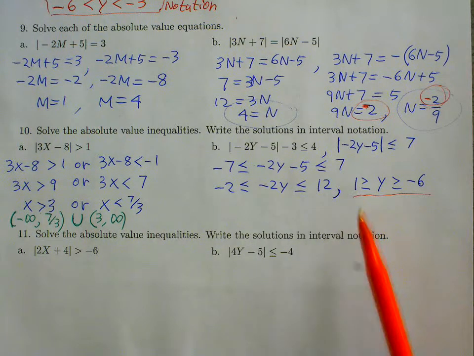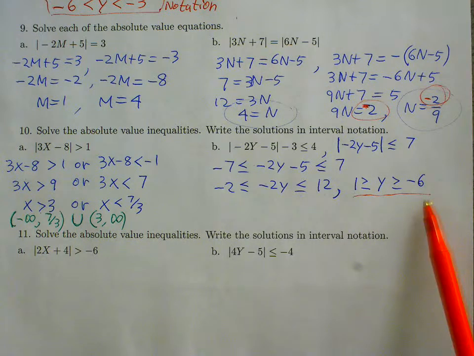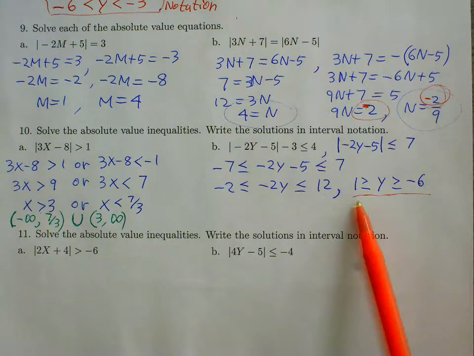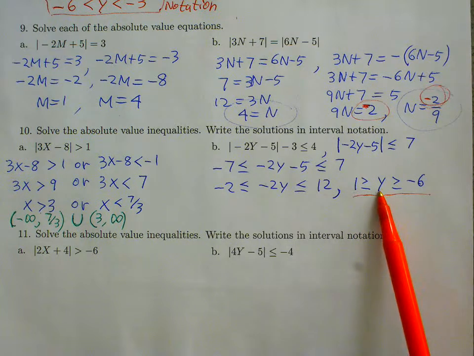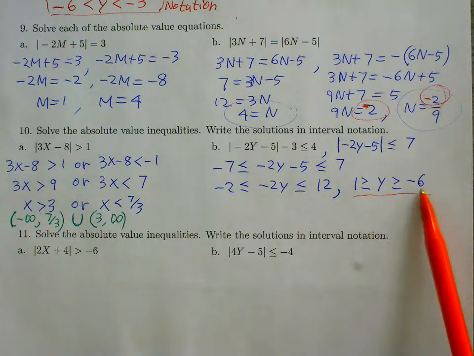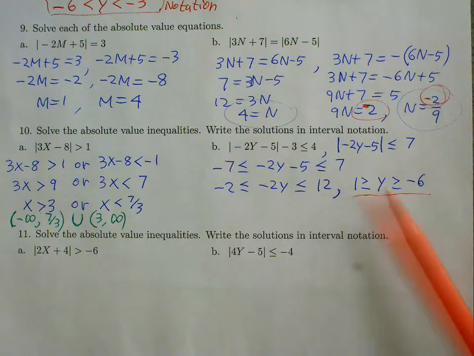We might not be used to looking at compound inequalities this way, but this is a valid compound inequality. It means exactly what it says. 1 is greater than or equal to y, which is greater than or equal to -6. And then just look at the endpoints. 1 is a greater number than -6. So it makes perfect sense.